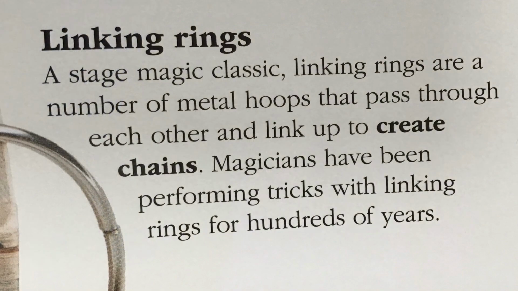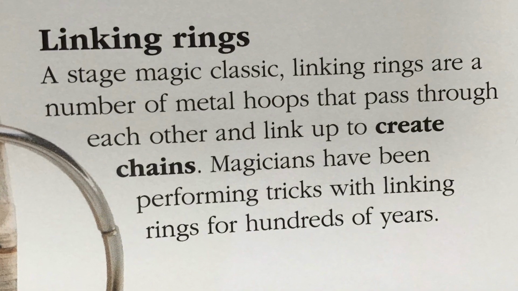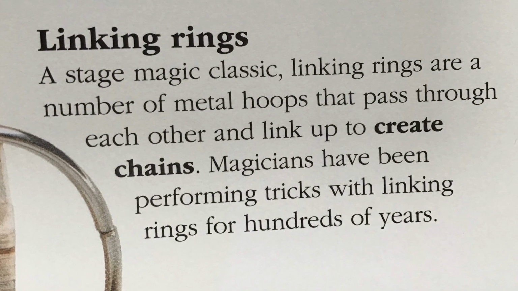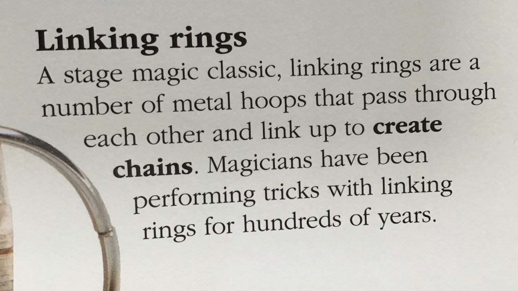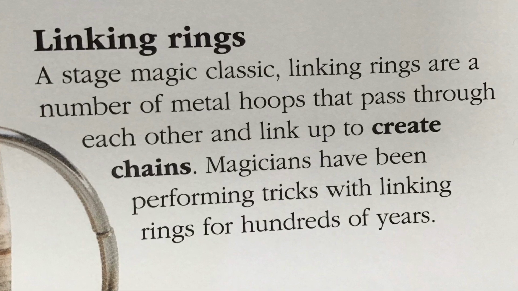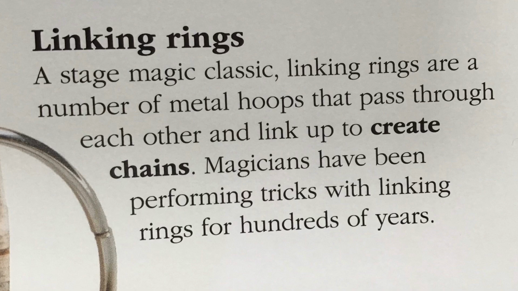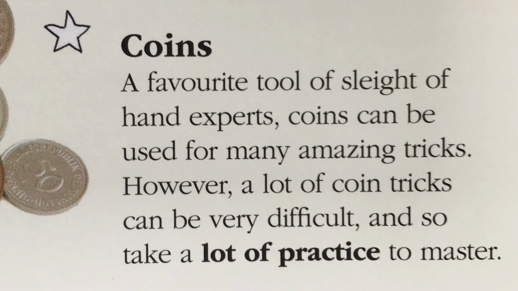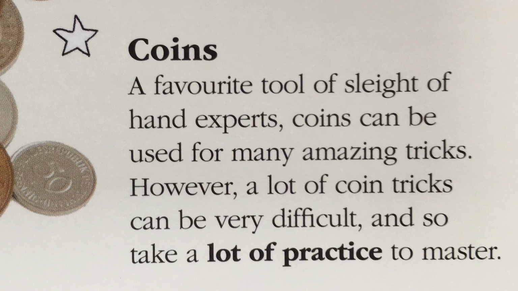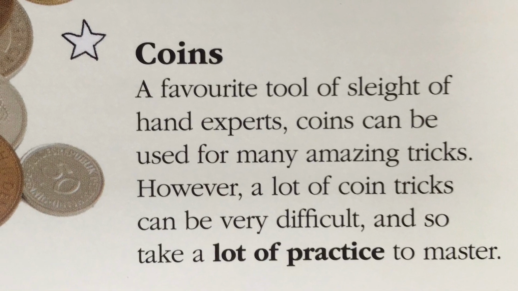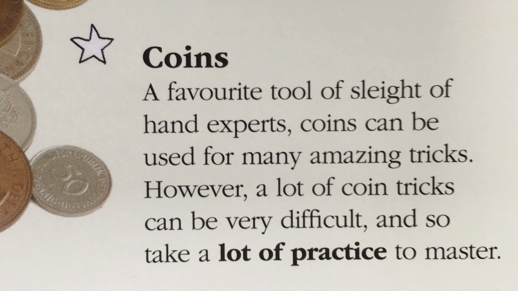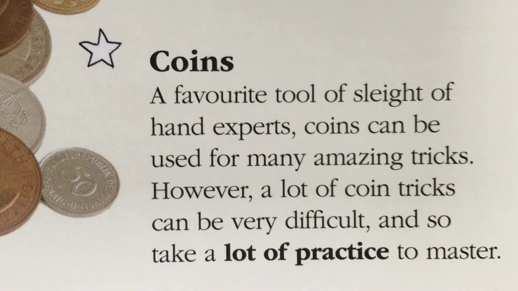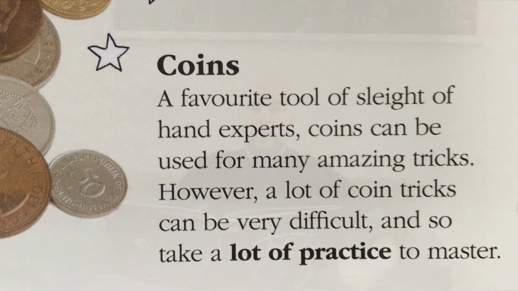Linking rings. A stage magic classic. Linking rings are a number of metal hoops that pass through each other and link up to create chains. Magicians have been performing tricks with linking rings for hundreds of years. Coins. A favourite tool of sleight of hand experts. Coins can be used for many amazing tricks. However, a lot of coin tricks can be very difficult and so take a lot of practice to master.